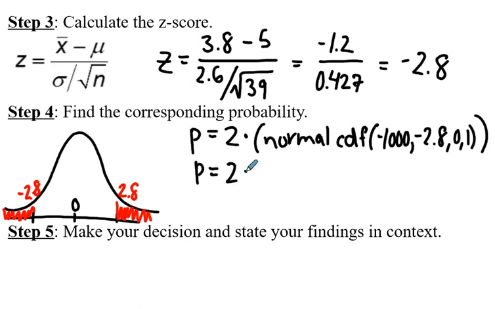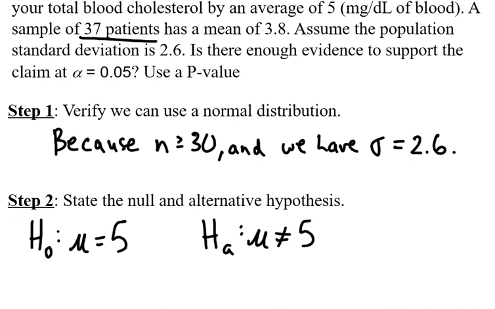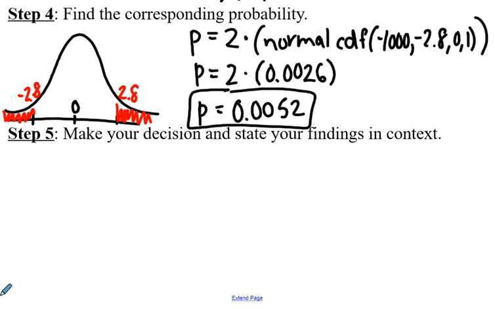I run that in the calculator and I get 0.0026. Doubling 26, you get 52. So 0.0052 is our p-value. That's half a percent, 0.0052. Our alpha level is 0.05. So we have definitely found an unusual enough event.